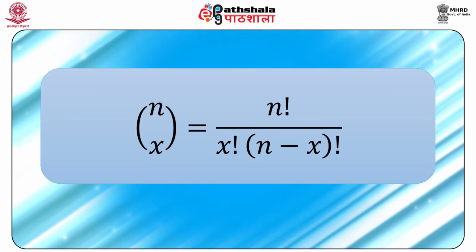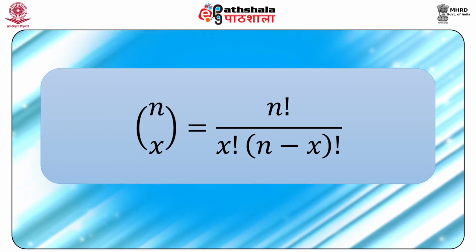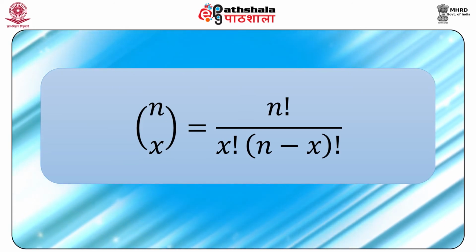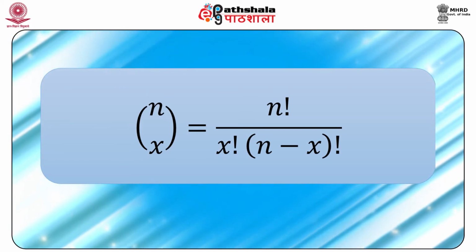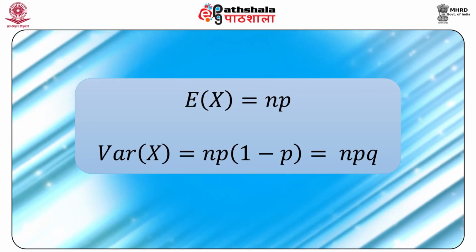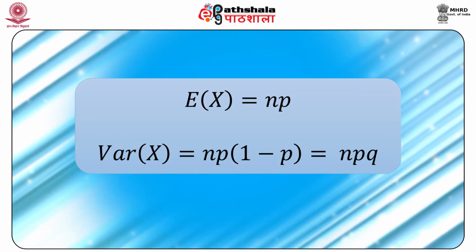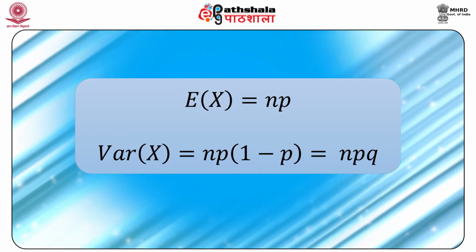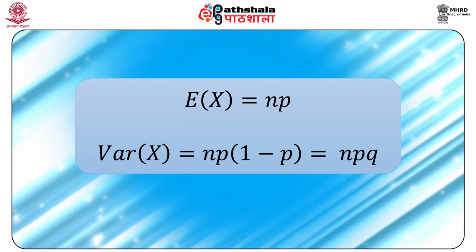and where nCx is equal to n factorial upon x factorial into n minus x factorial. So n factorial is equal to n into n minus 1 into n minus 2, and so on till 1. The binomial distribution has two parameters, namely n and p. So in binomial distribution, we have expected value of x equal to np and variance of x is equal to npq, or np into 1 minus p.